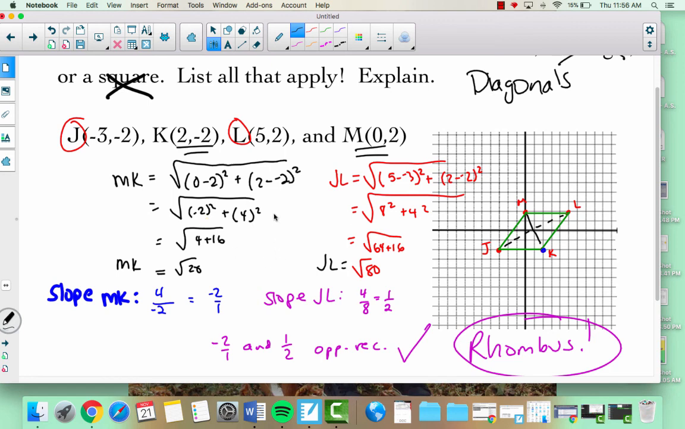Okay, so that's it for today. If you have any questions about the rules or how you set up equations for any of the 3 shapes in this section, let me know. But go ahead and do the practice problems and you should be good to go.